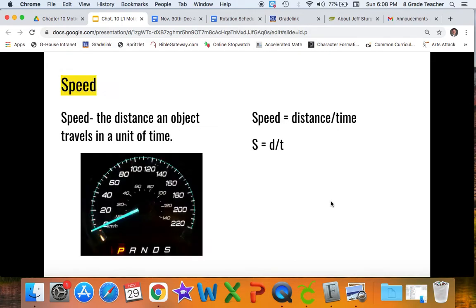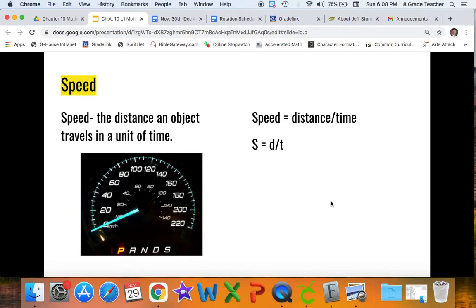On the next page, speed. To describe motion, you usually want to describe how fast something is moving. The faster something is moving, the greater the distance it can travel in a unit of time, such as 1 second or 1 hour. Speed is the distance an object travels in a unit of time. For example, an object with a speed of 5 meters per second can travel 5 meters in 1 second.